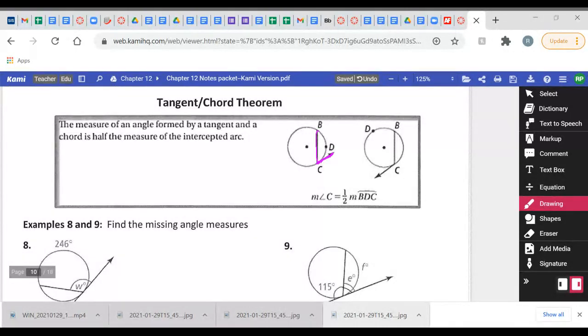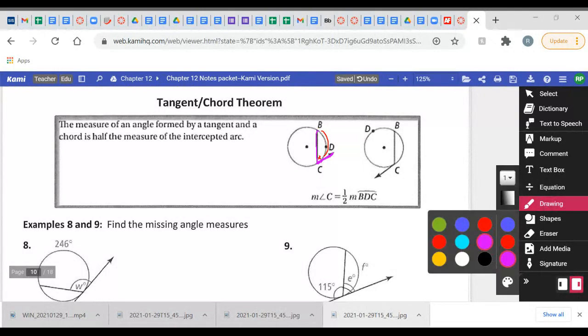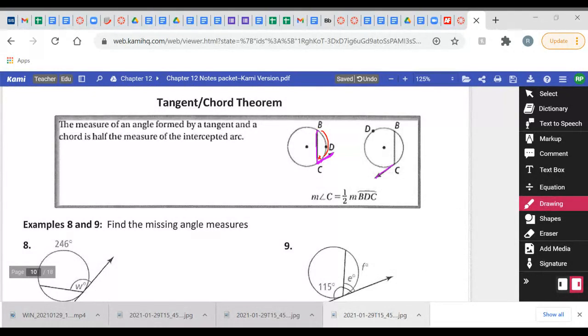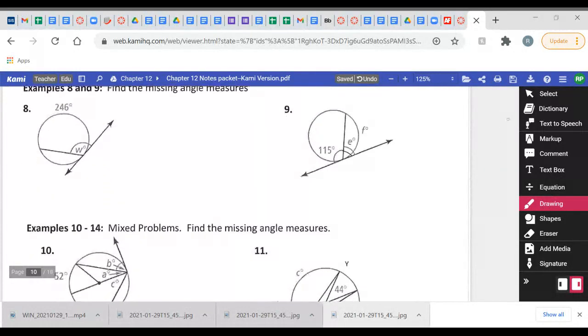And we're saying that this angle has to be half of what this arc is from here to here. Okay, so this angle right here is half of what that arc is. Same idea here. If this is a tangent and this is a chord, then I know that this angle from here to here is half of what the arc is from here all the way around to there. Okay, so that's what we're using now.